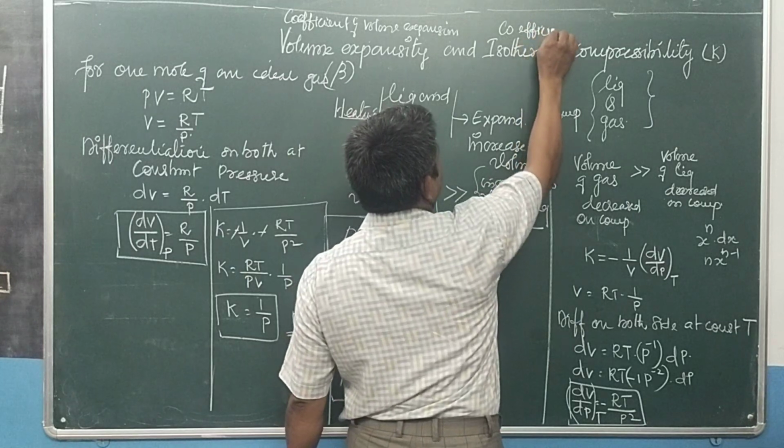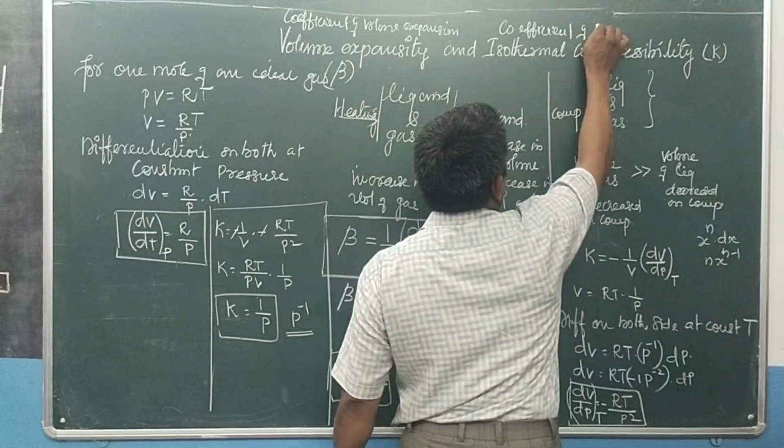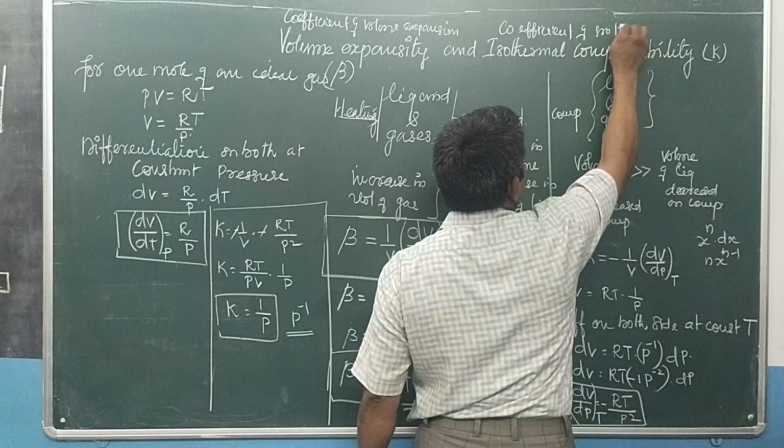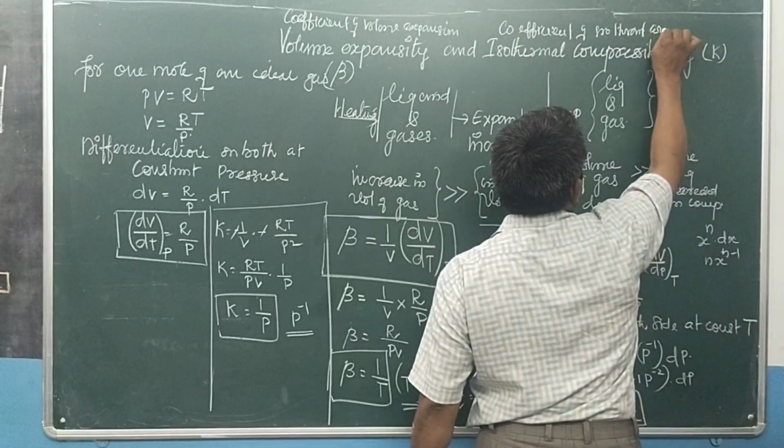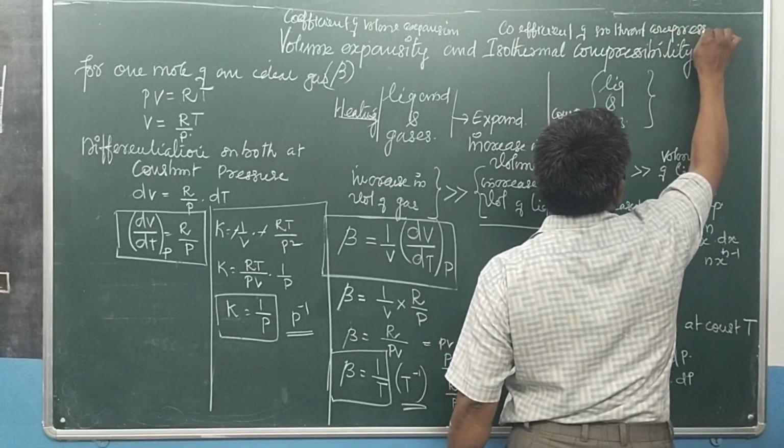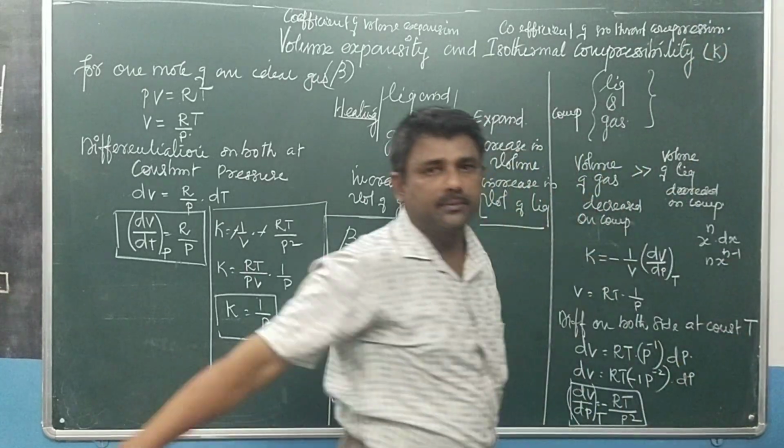The other name of isothermal compressibility is the coefficient of isothermal compression. Clear? Thank you.